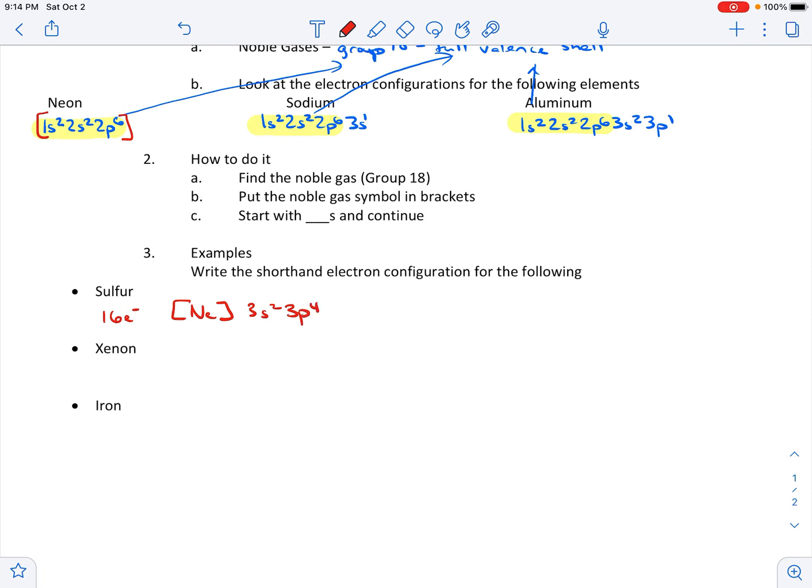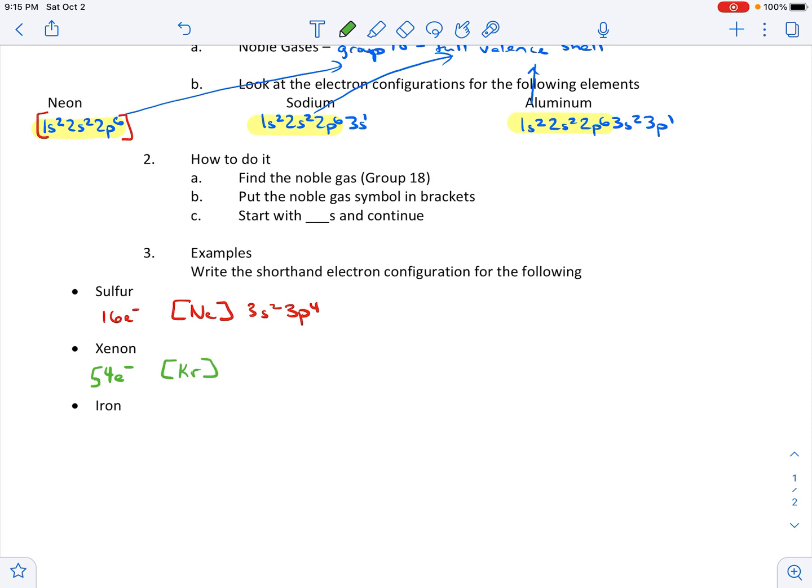So it should be 3p4. If we add up our superscripts, 4 plus 2 is 6, and then we've got neon, which is 10. So we're at 16. So we've done our job. Awesome. Okay, let's try a little more difficult one. I also wanted to throw a noble gas in here because sometimes we get a little confused. So we have xenon. Xenon has 54 electrons. And just like we had fun yesterday doing 10, this one will be so much easier because we're going to do the shorthand. So then we have to find the noble gas prior to it, and that's krypton.